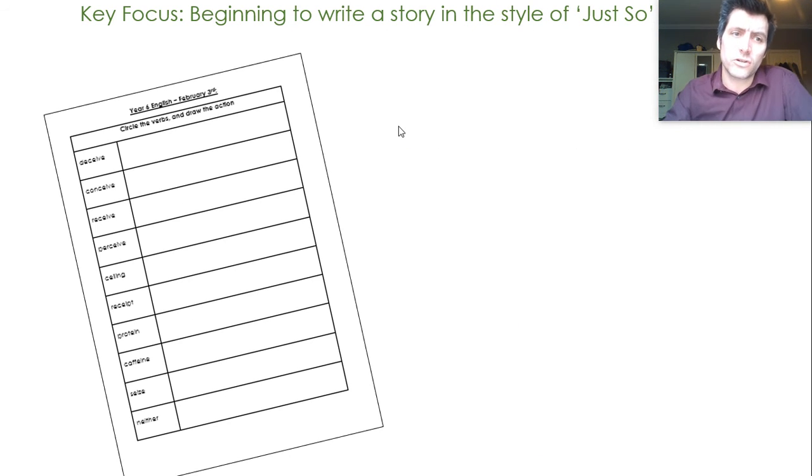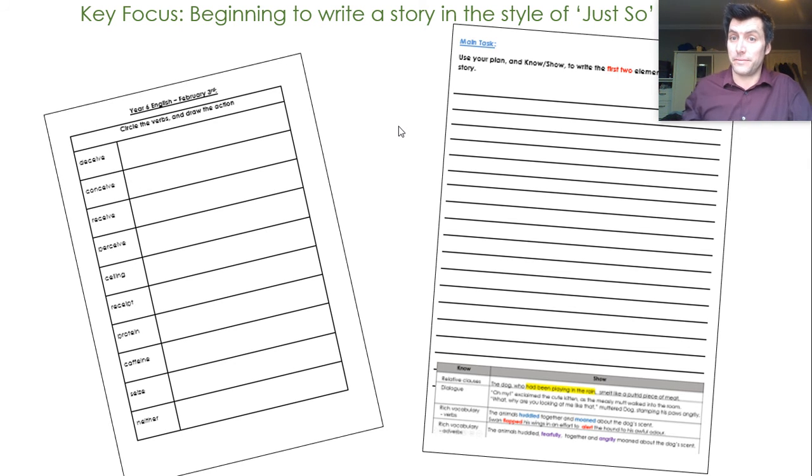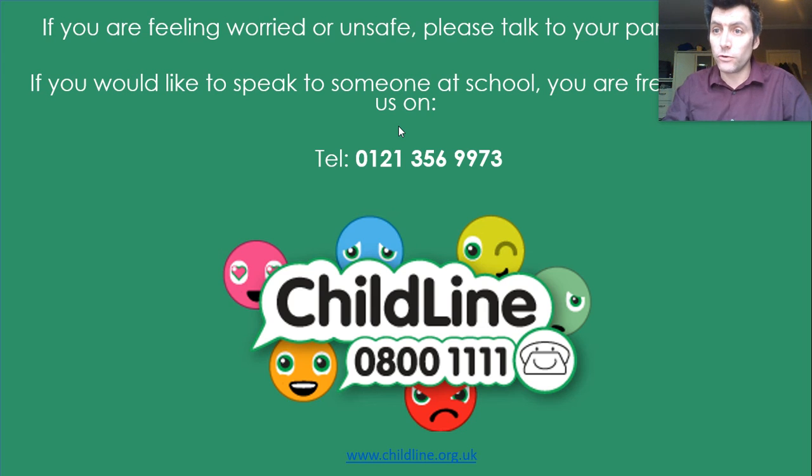So today then, guys, you're going to circle which of these are verbs, and then you're going to draw the actions. So a nice bit of artwork there to think about: deceive, conceive, receive, perceive, and seize. And then this is the main bit. You're going to use this task sheet. Write your first two elements, so your opening and your build-up, of your story which relates to one of your animals. So the story that you're writing about how an animal got the feature or the character element that it has now. I really look forward to reading those.